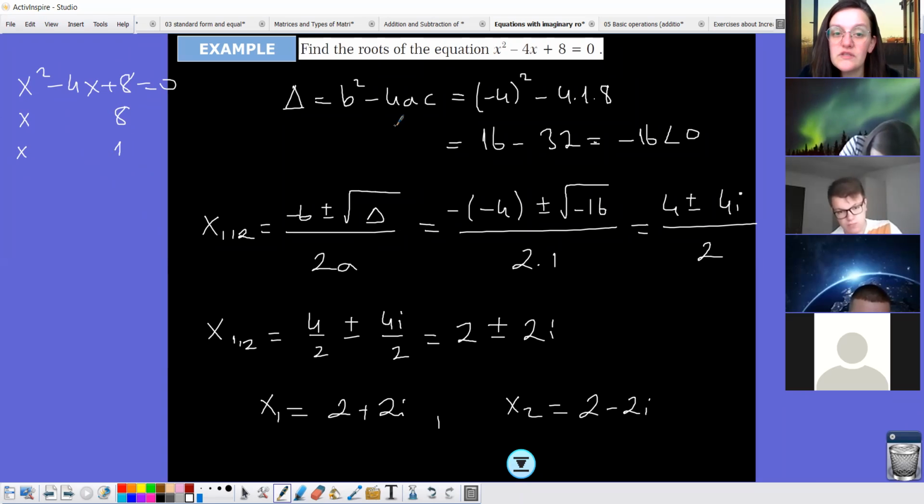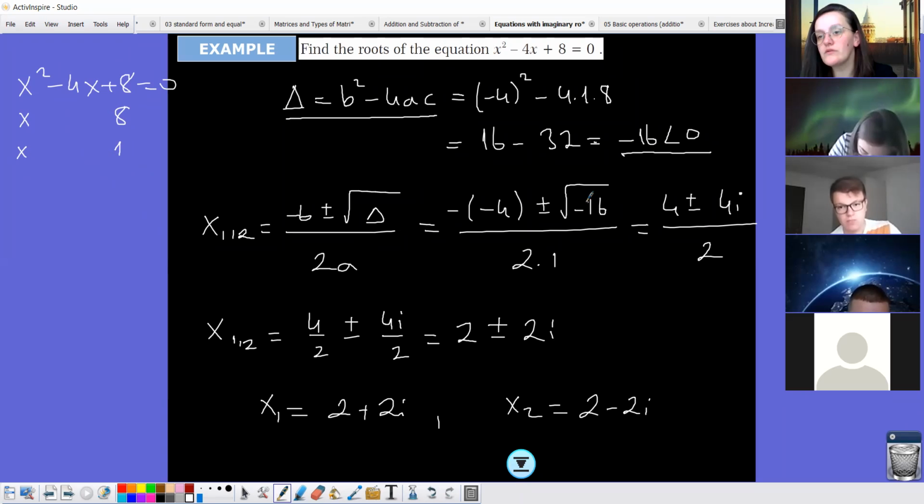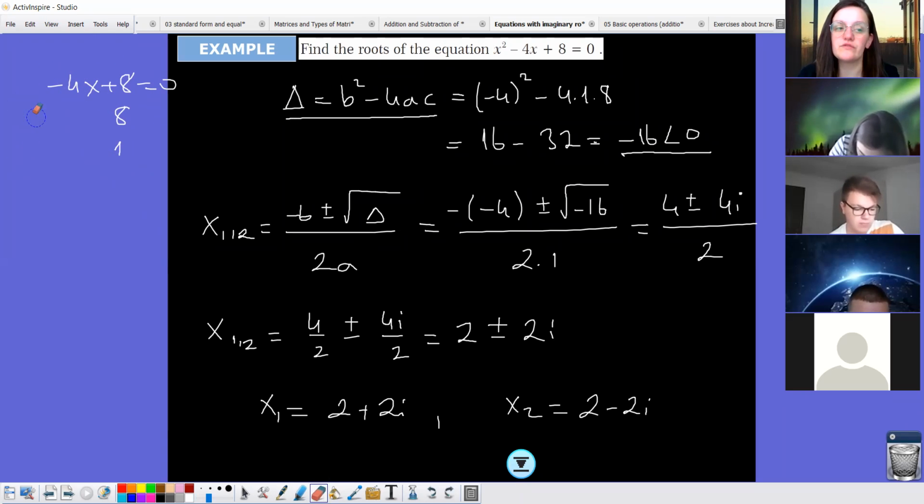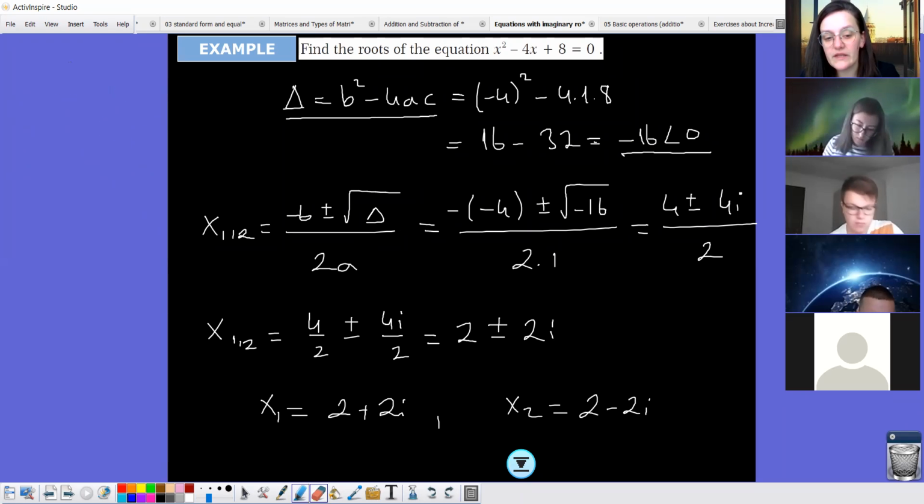Even if you cannot do this one, when you check the discriminant, it is less than 0. It means that you cannot factorize it. It doesn't have real roots. So now, because we are studying complex numbers, we are finding the complex roots of it. This is the quadratic formula from last year, and this is a quadratic equation, and we are using this formula to solve it.